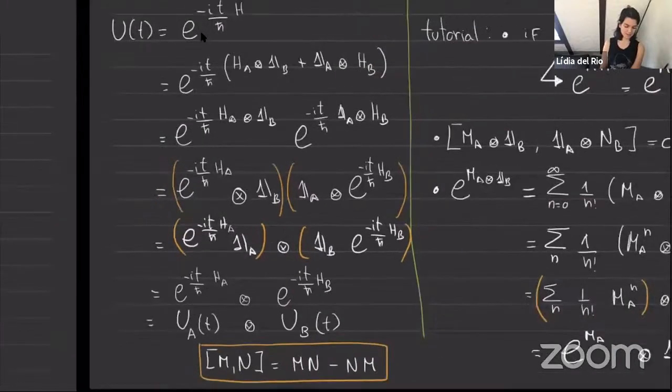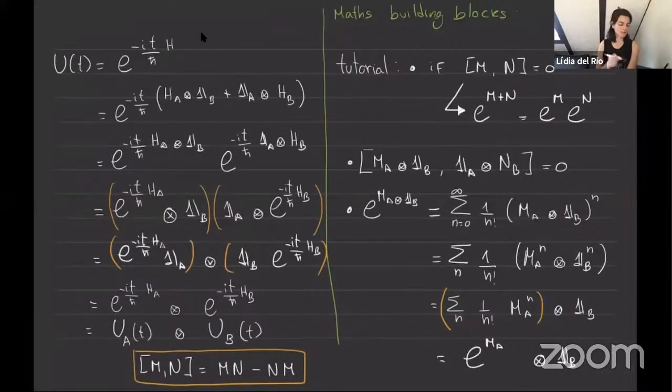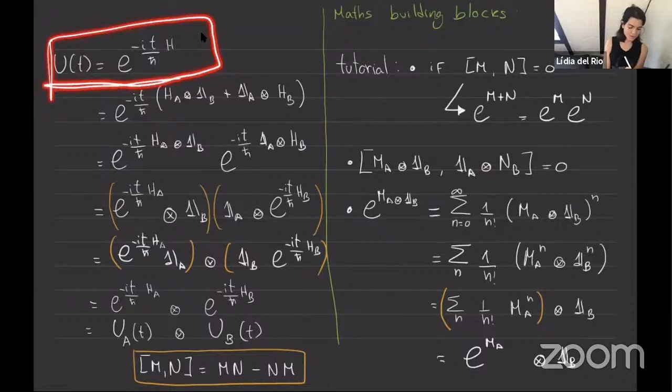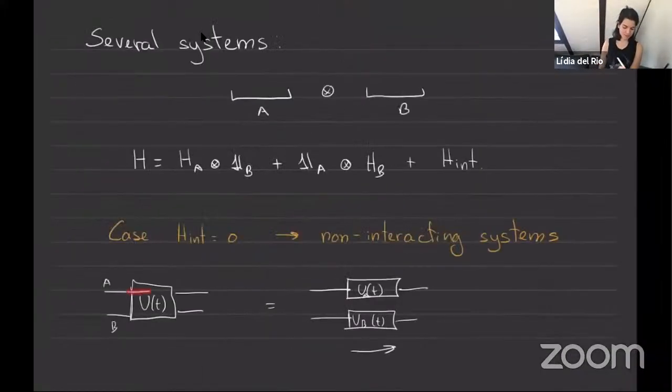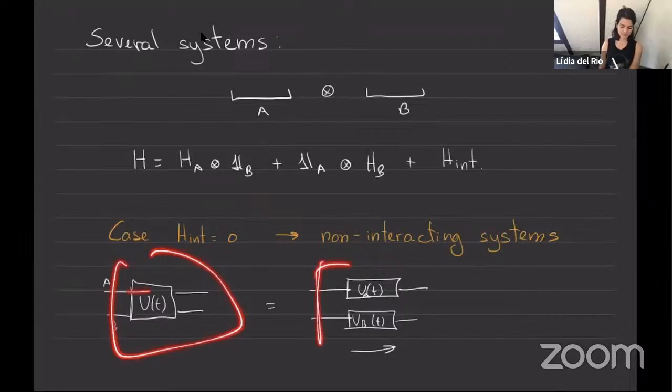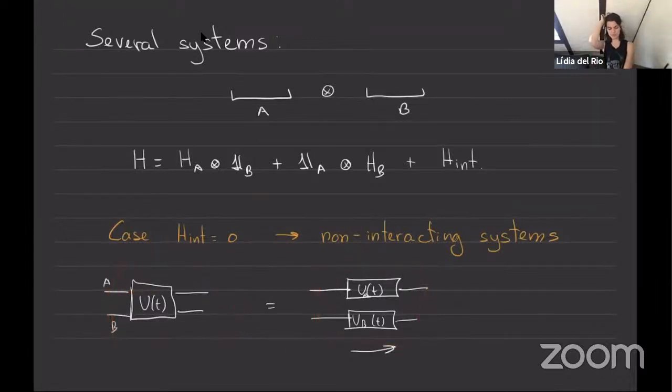So this is how the whole sheet looks. We started trying to compute this global unitary that describes the global evolution, and we found out that it's just a tensor product of the individual unitaries. So to go back to our picture, it's exactly this thing here. So we can decompose it like this.